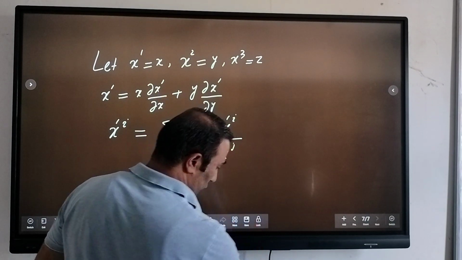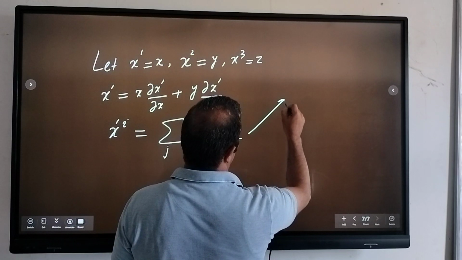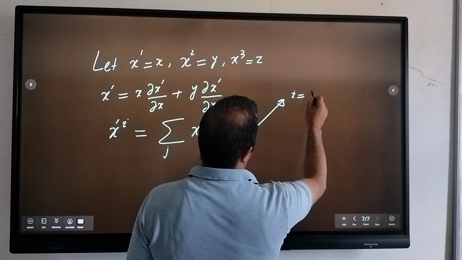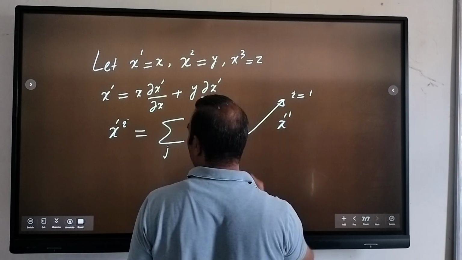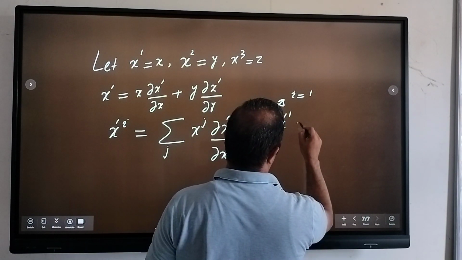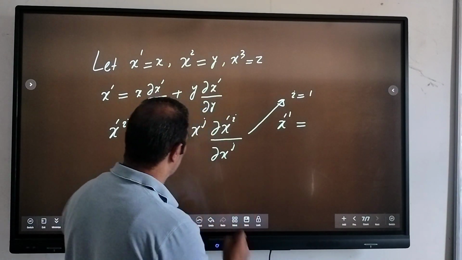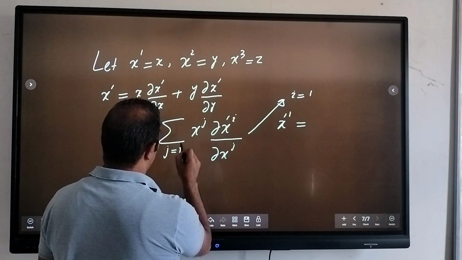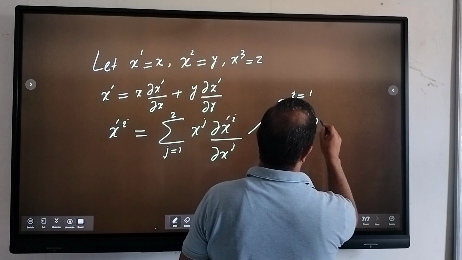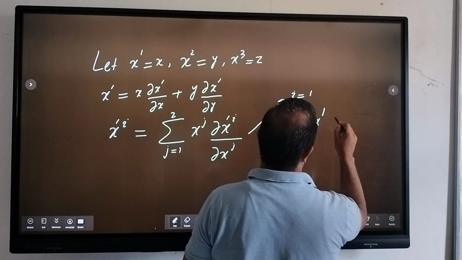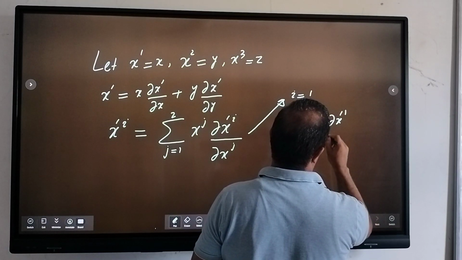So if I put i equal to 1 in this equation, that means I can write this equation for x prime 1. Because i equal to 1, and j is running from 1 to 2, right? So we can write that this is from 1 to 2. Can I write this term also? So this will be equal to x1 partial x prime 1 by.